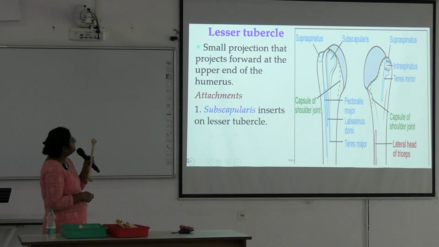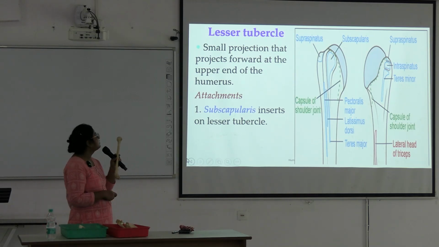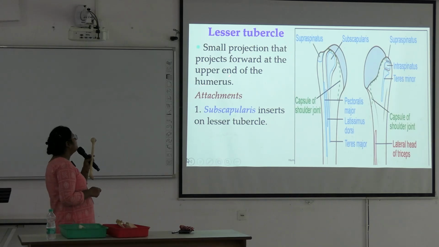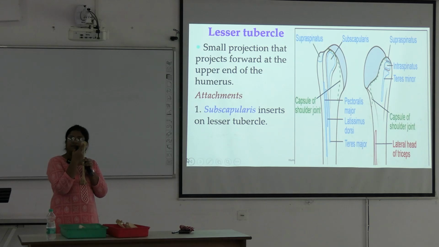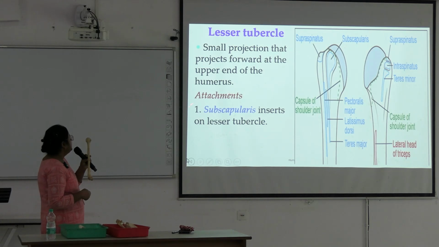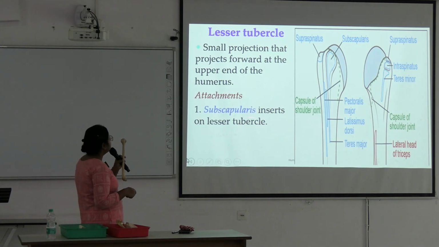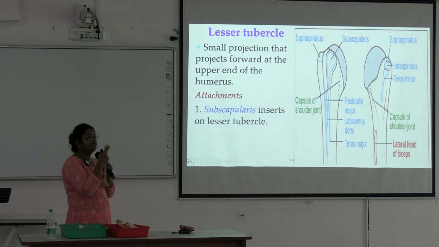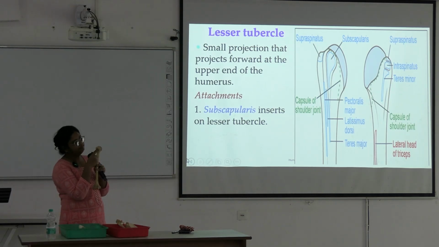Okay. Now we go to the lesser tubercle. Lesser tubercle is a small projection that projects forward at the upper end of the humerus. Here, this is the lesser tubercle which is projecting forward, as we have read in anatomical position. And what is the attachment? Subscapularis muscle inserts on the lesser tubercle here. Okay, this is lesser tubercle.